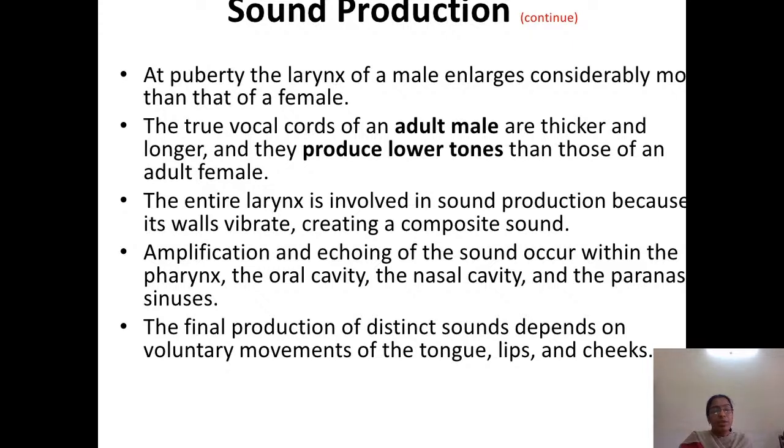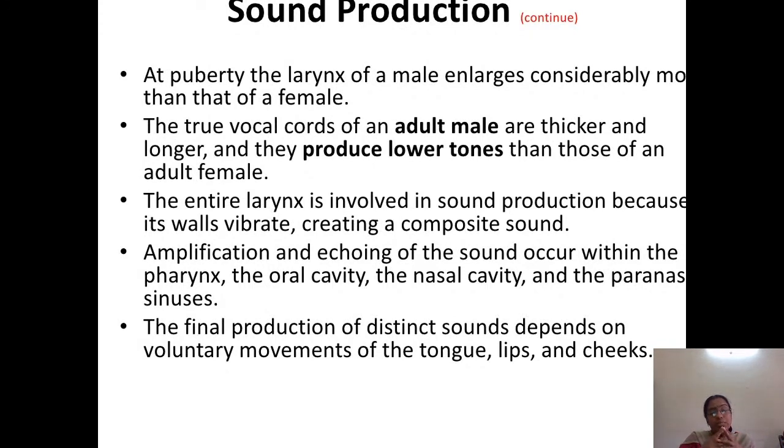Whenever you are speaking in a loud pitch, echoing of the sound occurs. That echoing is because of your pharynx, oral cavity, nasal cavity, and paranasal sinuses. It is not only the larynx; whenever we are shouting long, there will be an echo. You have to remember that the eustachian tube, nasal cavity, and paranasal sinuses also aid in the amplification of the sound, along with the larynx, in sound production.